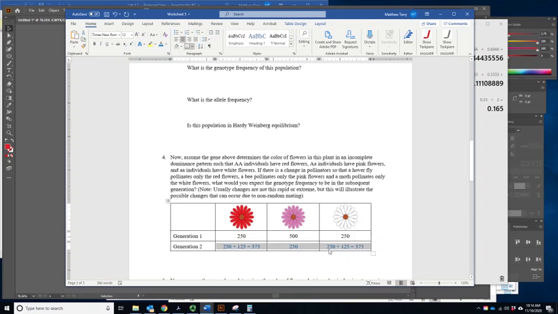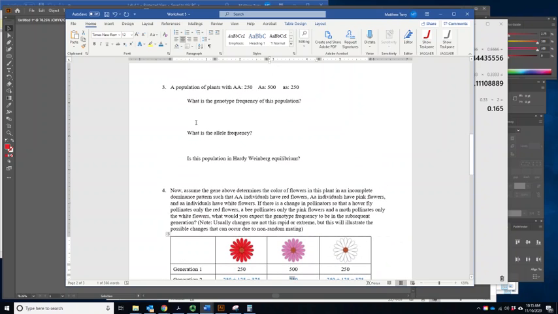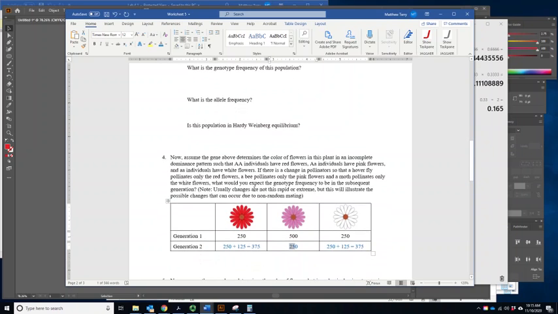And interestingly enough, if you go through and figure out, if you take these new genotype counts in generation number 2, 375, 375, and 250, you're going to get the same allele frequencies. You're going to get a p-value of 0.5 and a q-value of 0.5. However, because of the non-random mating, this is demonstrating this imbalance.